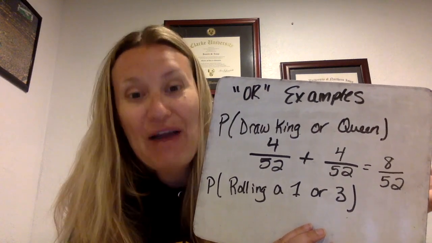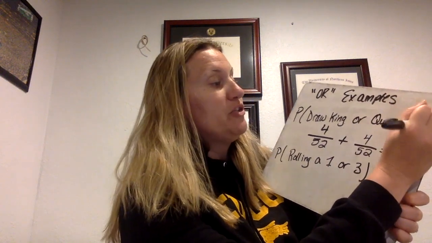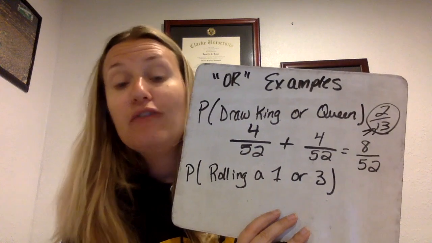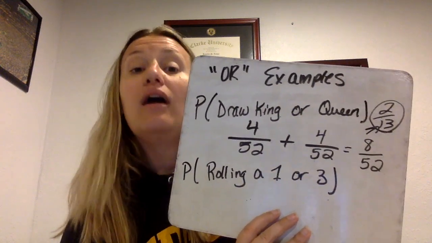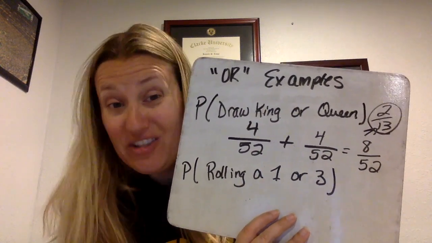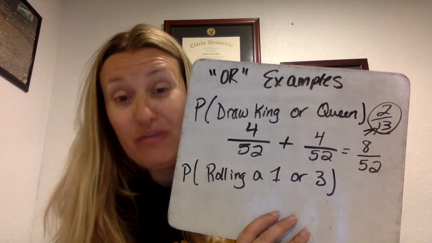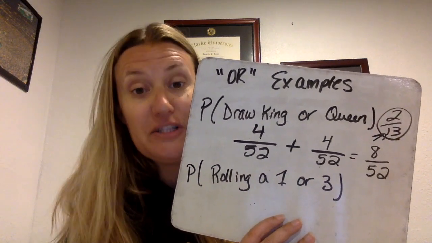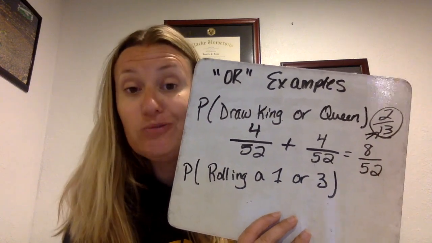Now, yes, we do have to reduce this fraction. I've run out of room. It reduces to 2 out of 13. So you have a 2 out of 13 chance of drawing a king or a queen. That's as simple as or is. You just add the probabilities together. Now, some of you may have said, well, Mrs. Lang, I could have just said 4 kings, 4 queens. It's 8 out of 52. Yep, you can do that too.